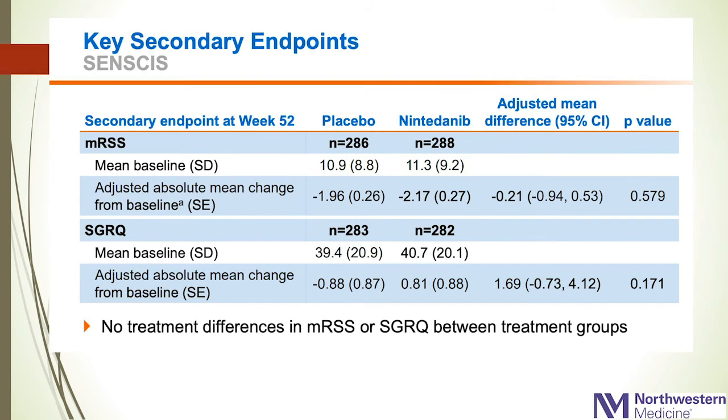Key secondary endpoints that were looked at in this study included the modified Rodnan skin score and the St. George's Respiratory Questionnaire, which is a scale telling us how good your breathing felt. Did you feel much less breathless when you took this medication? Neither one of those showed any significant difference. So it didn't seem to have any impact on the skin, and it didn't make people feel very different at the end of 52 weeks.